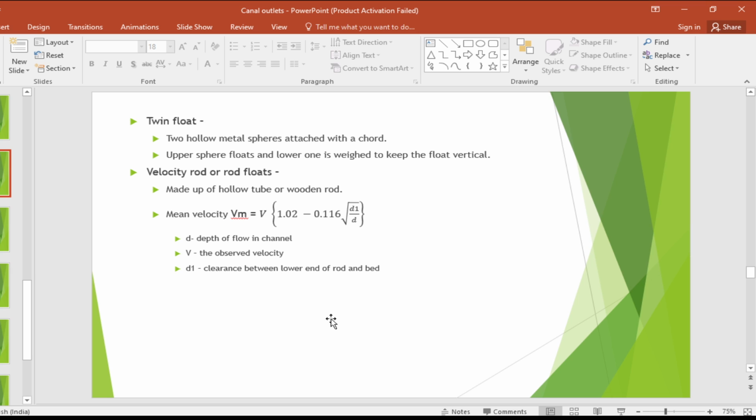Upper sphere floats on the surface, and lower sphere is sphere. It is so weighted that it can keep the float vertical. Now the mean velocity of it can be obtained if the lower float is just clear of the bottom.